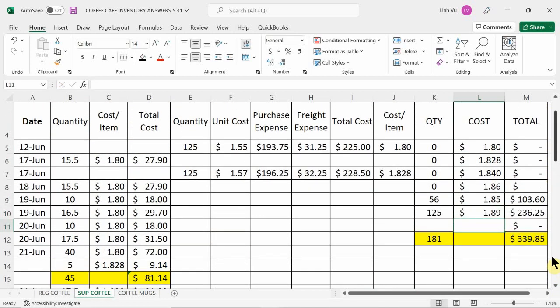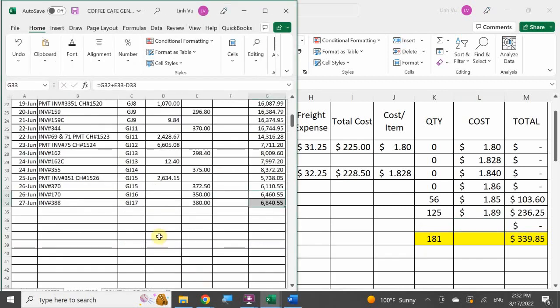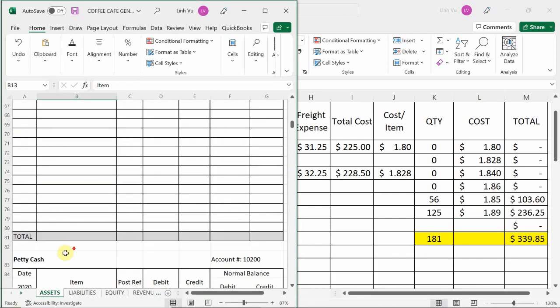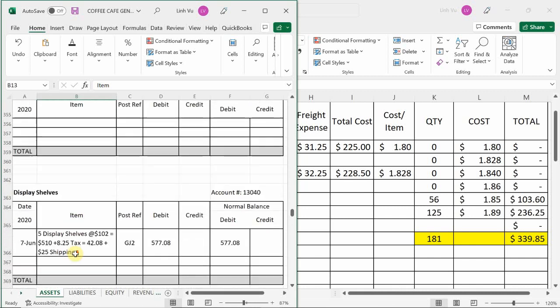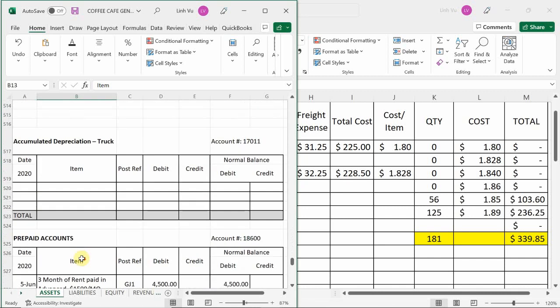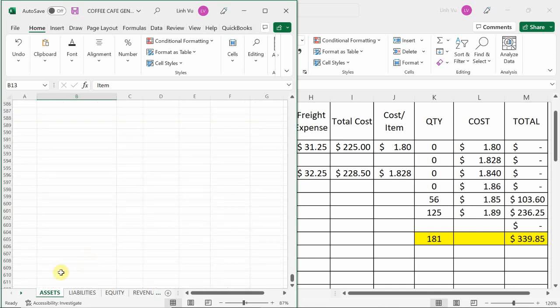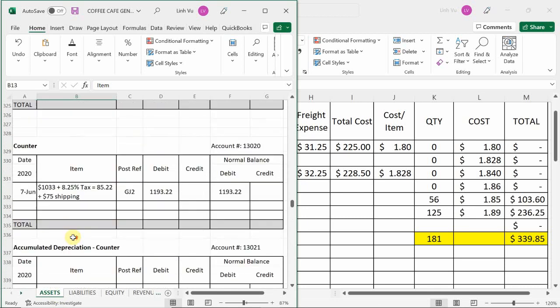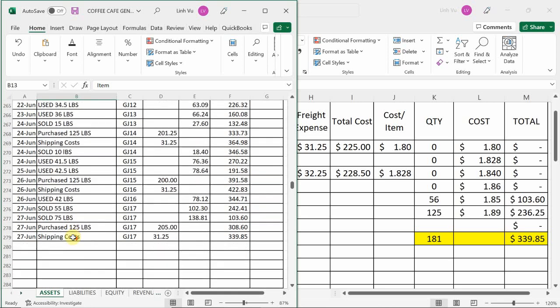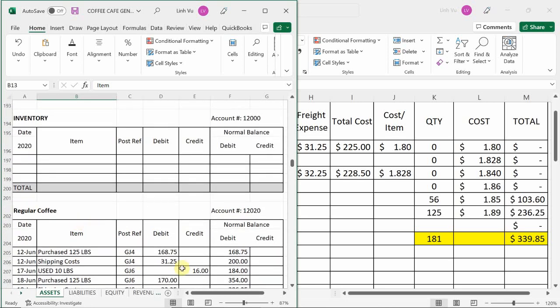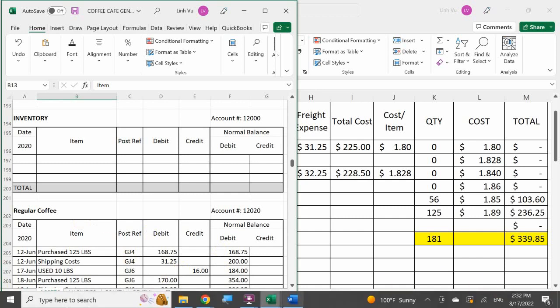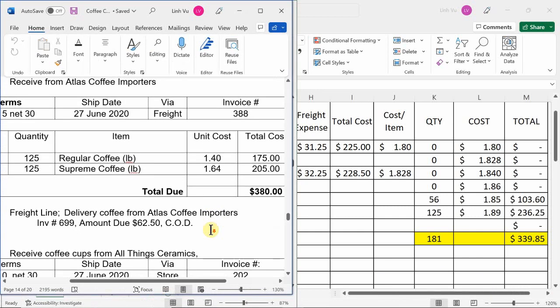So I get a grand total of 33985, which I believe should match your ledger. $33985. Okay, perfect. There you go.